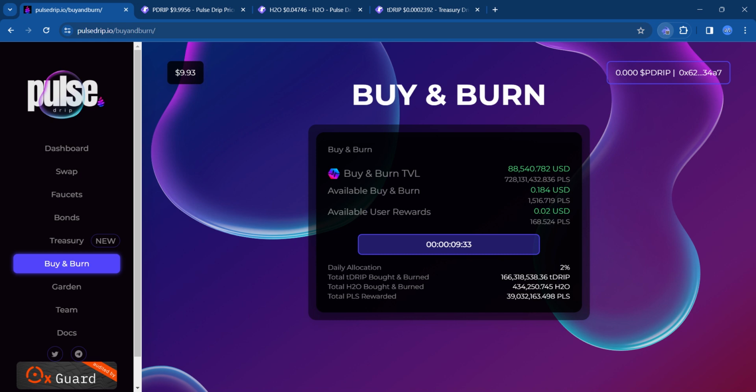Let me check on my side to see if anything happened. Yep, it did activate on my side. I did get a little over 10,000 PLS in free rewards by simply hitting this buy and burn. And remember, if you have a faucet, you can participate. So I just picked up a nice little bag of PLS, and it's helping the protocol with T-Drip and H2O.